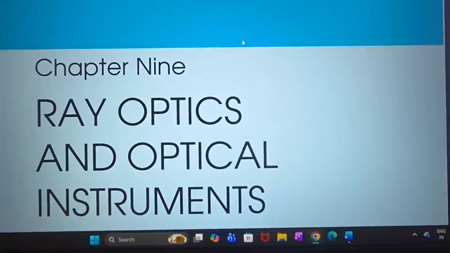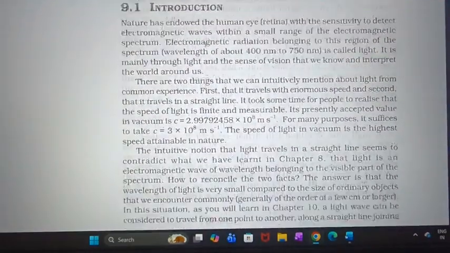I'll be teaching math, chemistry, and physics portions for the 12th grade. So let us do physics today, chapter 9, ray optics and optical instruments. This is from the part 2 book. So there is an introduction given over here.